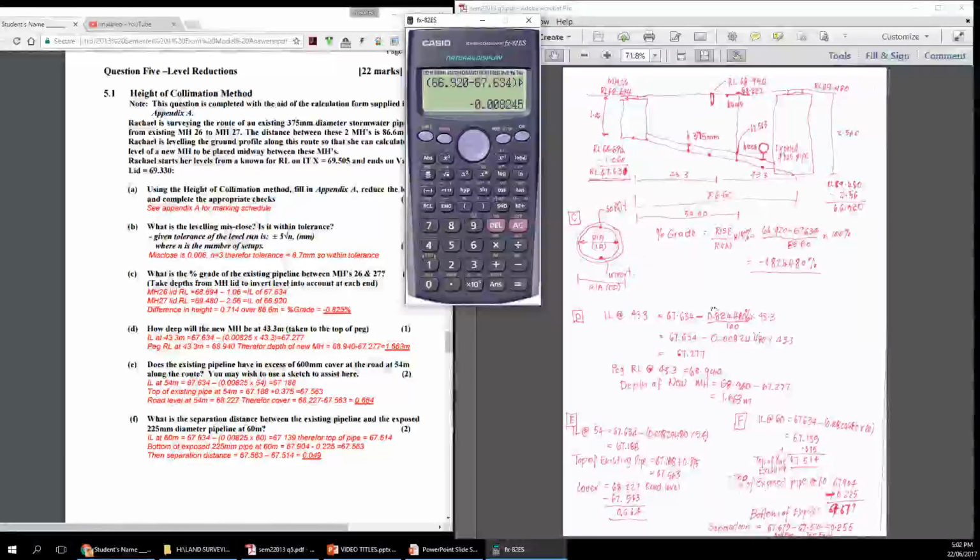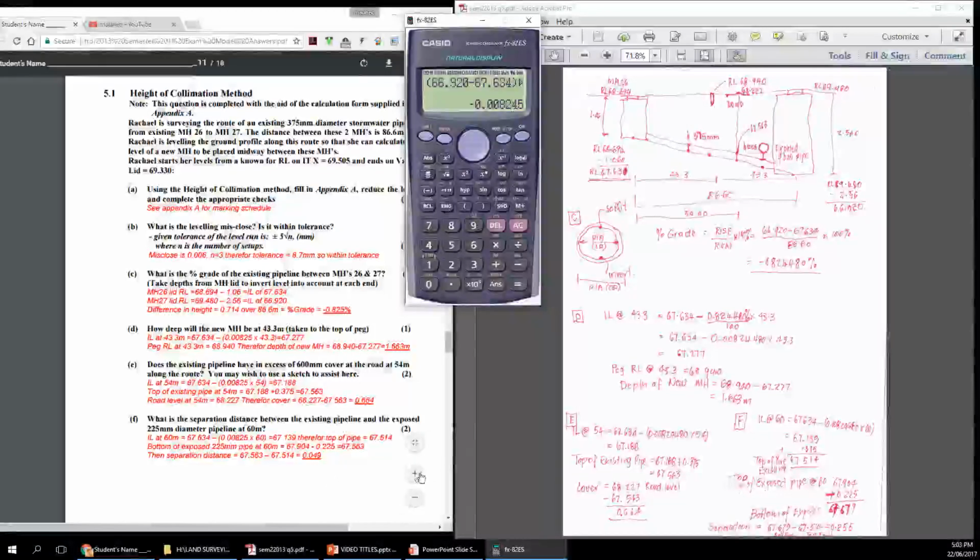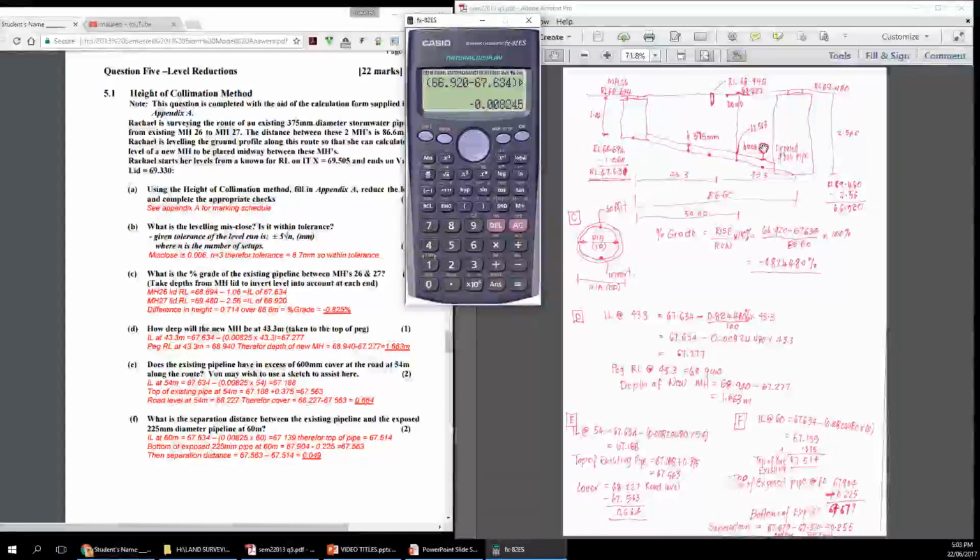All right, so that brings us now to F, and what is the separation distance between the existing pipeline and the exposed 225 millimeter diameter pipe at 6D? So we can see that we've got a 225 here, 225 pipe exposed, and they managed to get a level on the top of the pipe. But we need to work out the invert level on the existing pipe. Again, it's just at 60 meters, so it's the same calculation.